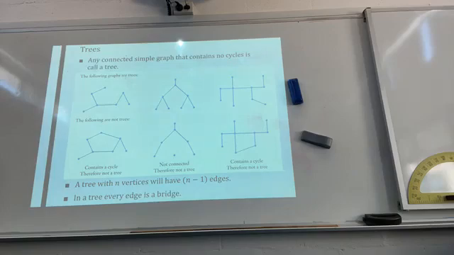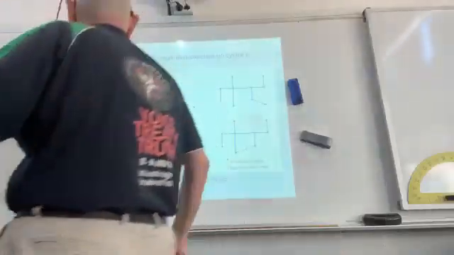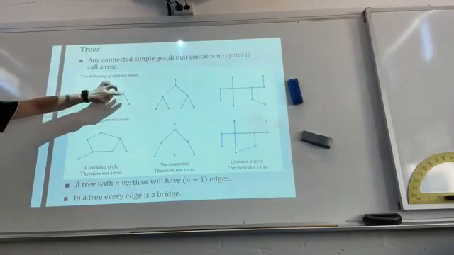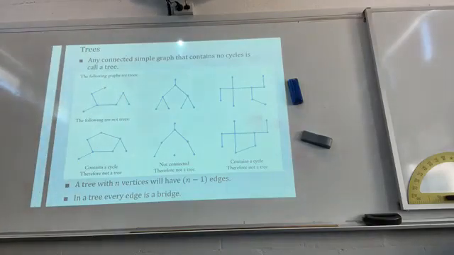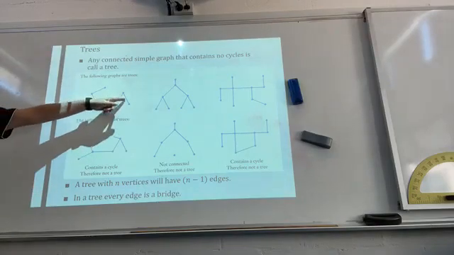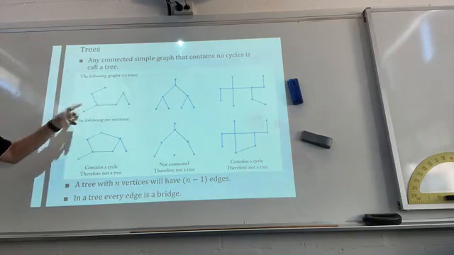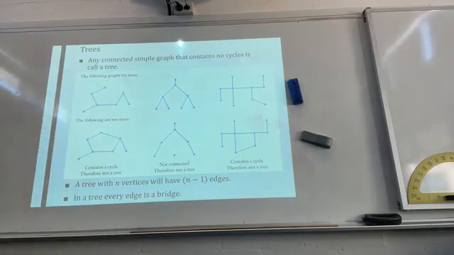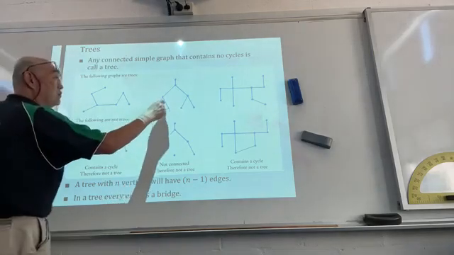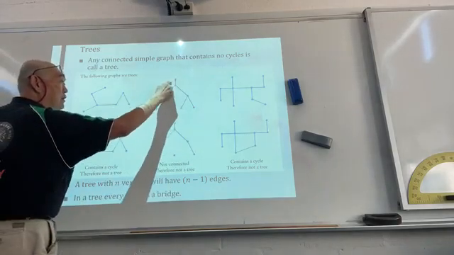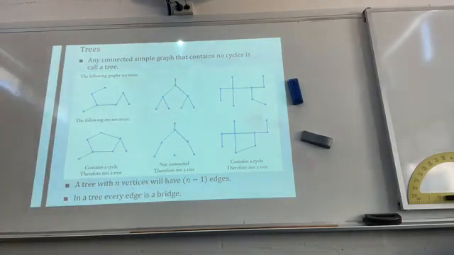So you can see it's pretty much like this one. You've got 7 vertices: 1, 2, 3, 4, 5, 6, 7. And 6 edges: 1, 2, 3, 4, 5, 6. That's 7 minus 1 edges. Alright? Same with this one. You've got 8 vertices, so you should have 7 edges: 1, 2, 3, 4, 5, 6, 7. 7 edges.